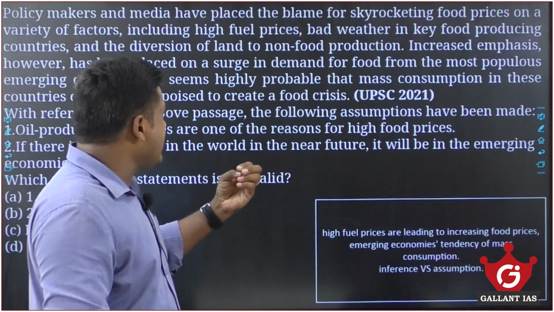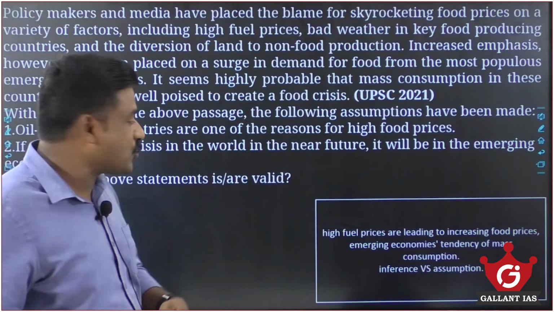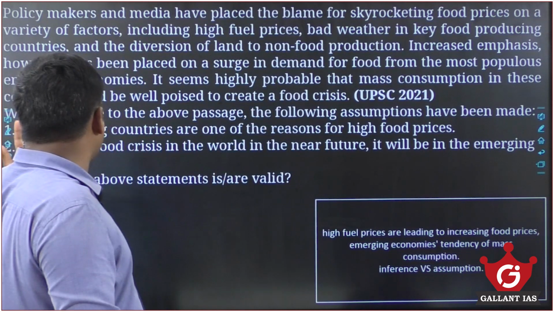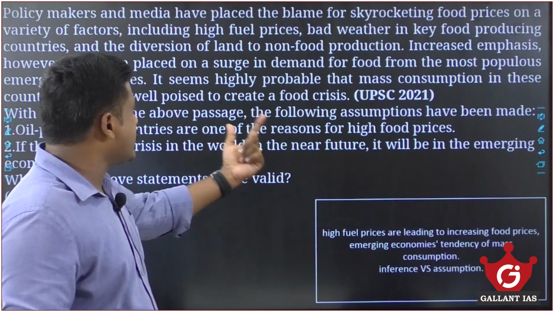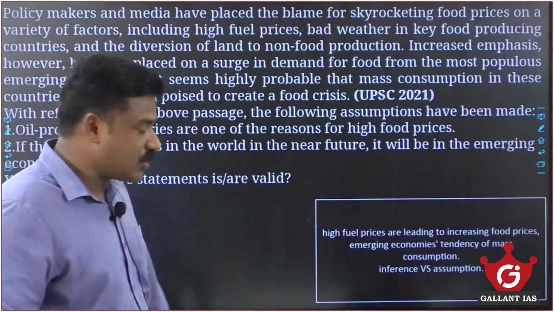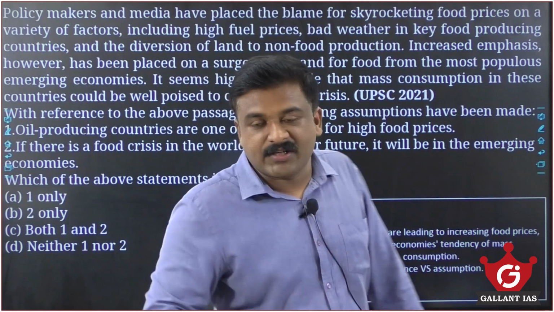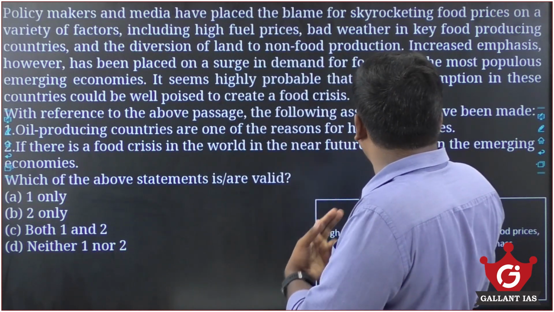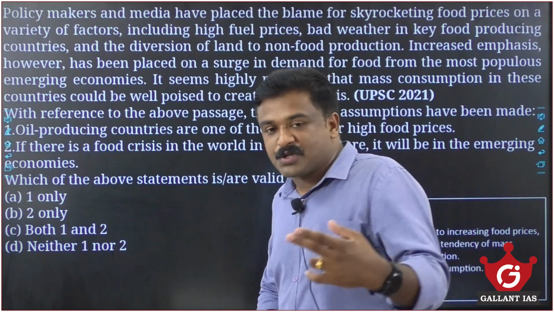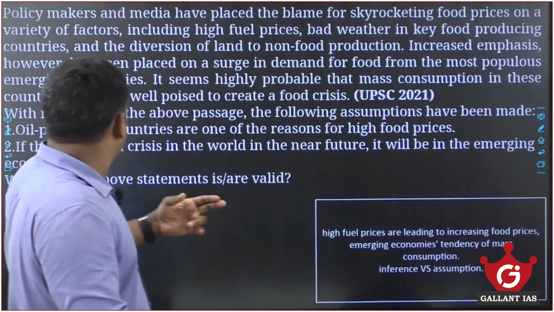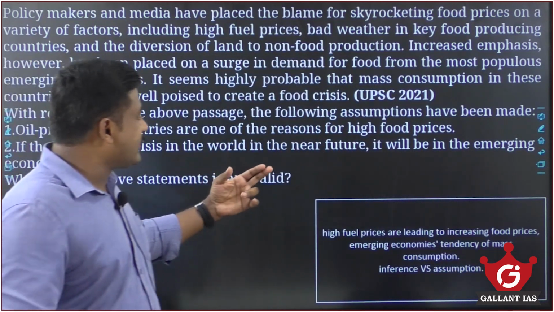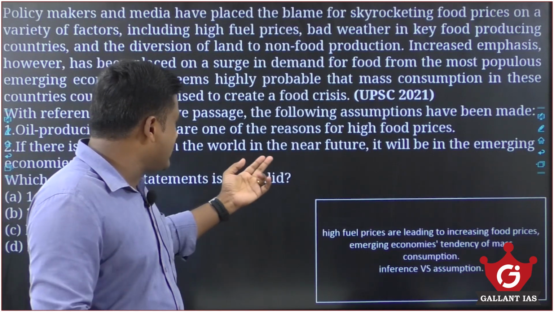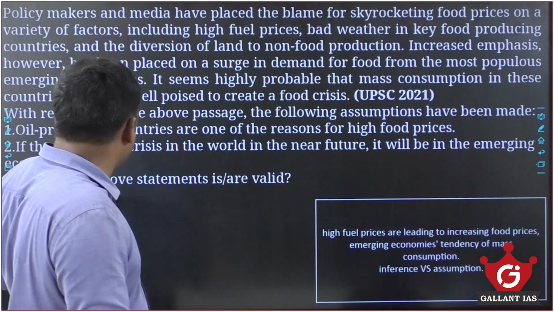It seems highly probable that mass consumption in these countries could be well poised to create a food crisis. This is the passage. Now the question is like this. With reference to the above passage, the following assumptions have been made. Oil producing countries are one of the reasons for high food prices. If there is a food crisis in the world in the near future, it will be in the emerging economies.